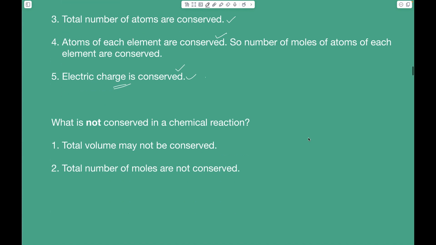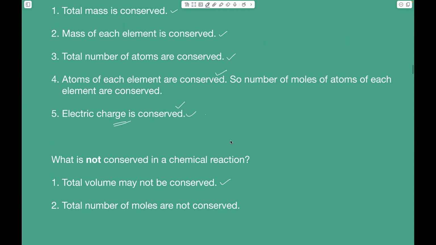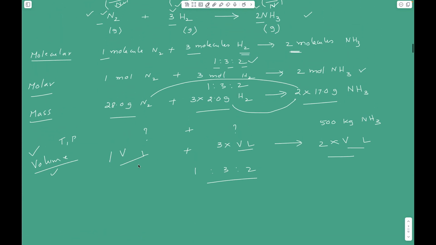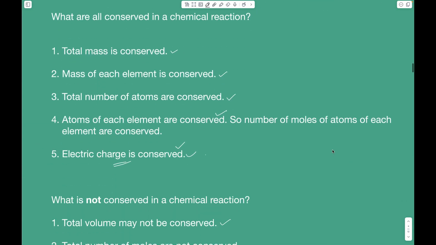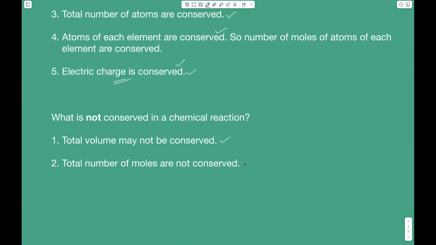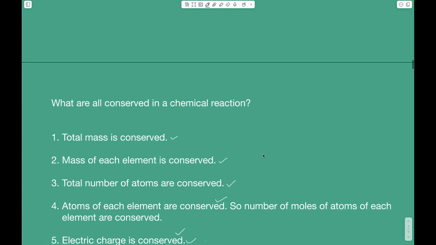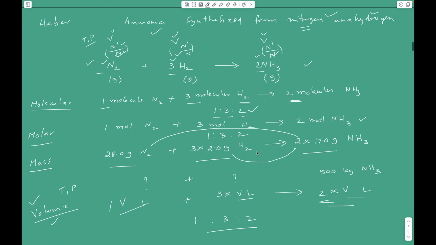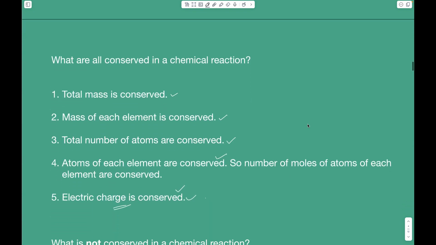And what is not conserved in a chemical reaction? Total volume may not be conserved. Here the total volume of the reactants is 4 liters, but the total volume of the product produced is only 2 liters. And total number of moles may not be conserved, because look at the total number of moles of reactants, 1 plus 3, 4, but the total number of moles of product formed is only 2. So they may not be conserved.